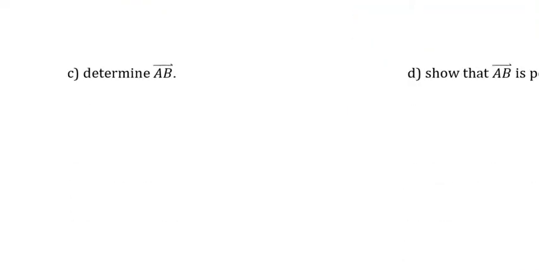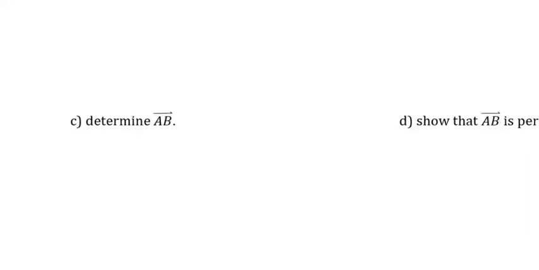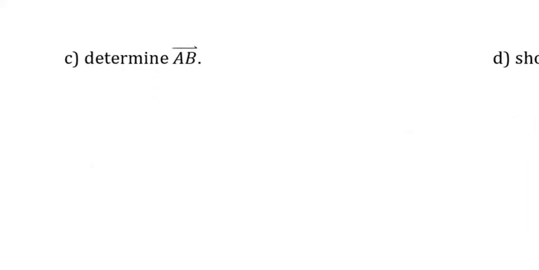So AB is subtract backwards. So 0 minus 4 is negative 4. Negative 2 minus 0 is negative 2, and 0 minus 0 is 0.